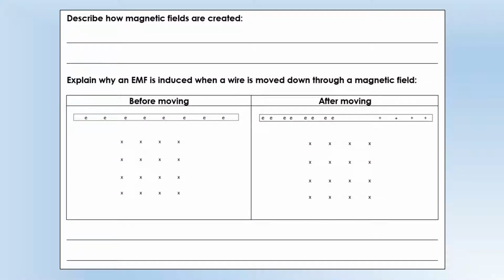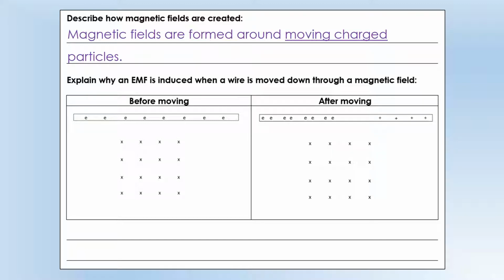Okay, so in this video we're going to be talking about electromagnetic induction and coming up with some rules that can make some predictions about how it works. So let's start off by talking about how you actually create a magnetic field, because that's the source of everything that's going on here. Magnetic fields are formed around moving charged particles. So that's going to be key in terms of what's happening here.